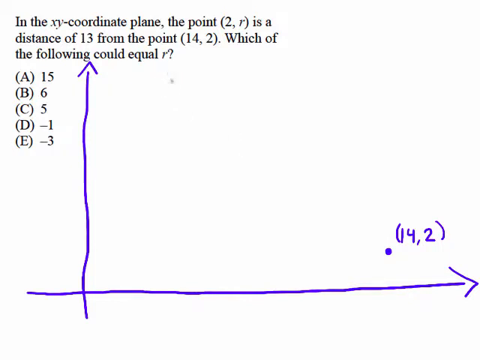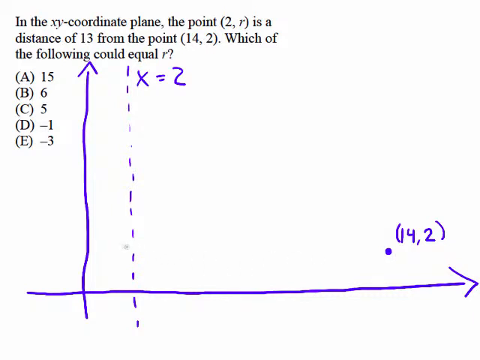And then we know that that point (14, 2) is a distance of 13 away from (2, r). Well, how do I draw (2, r) if I don't know r? I know it's got to be on this line, right? This is the x equals 2 line. And I know that (2, r) is somewhere on this line, and it's a distance of 13 away from (14, 2).